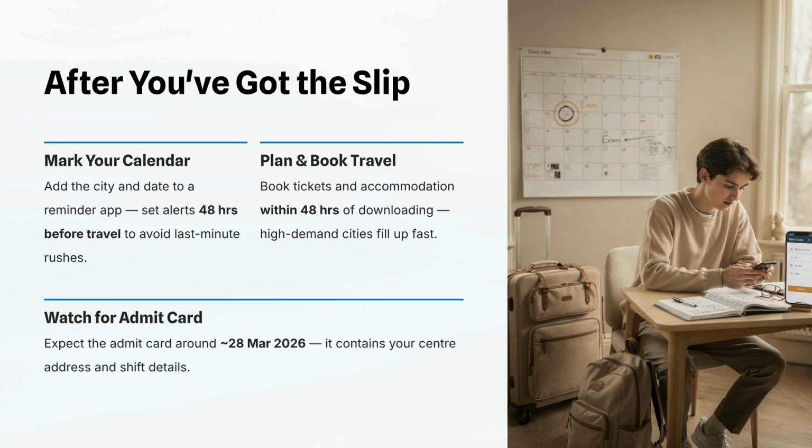Once you download your City Intimation Slip, here are a few things you should do immediately. First, mark your exam date on your calendar. Second, if your exam city is far from your home, book your travel tickets and accommodation early to avoid last-minute rush. And finally, keep checking the official websites for admit card updates.